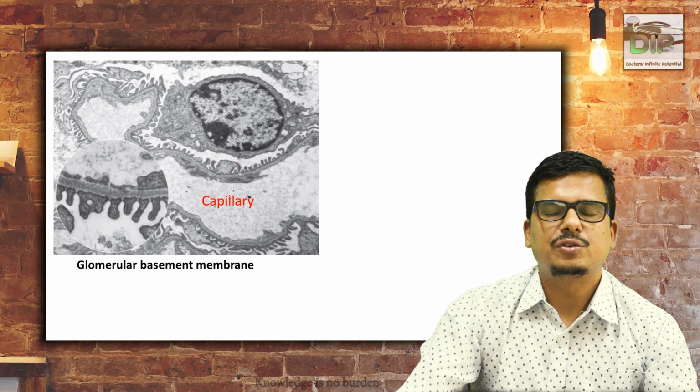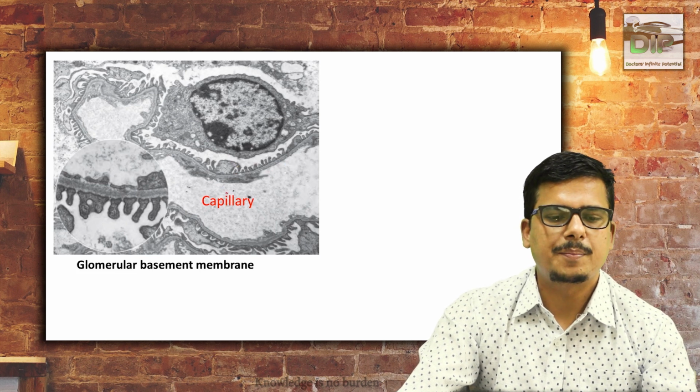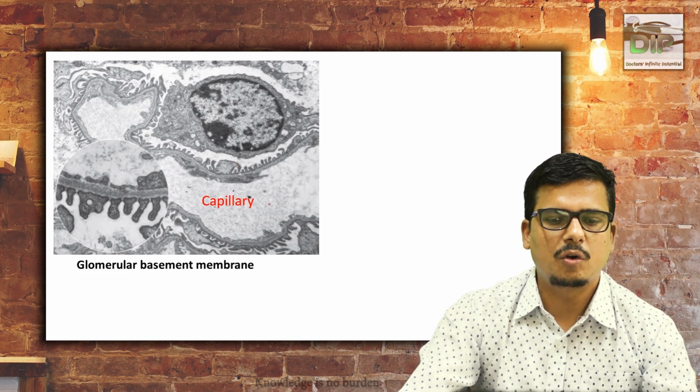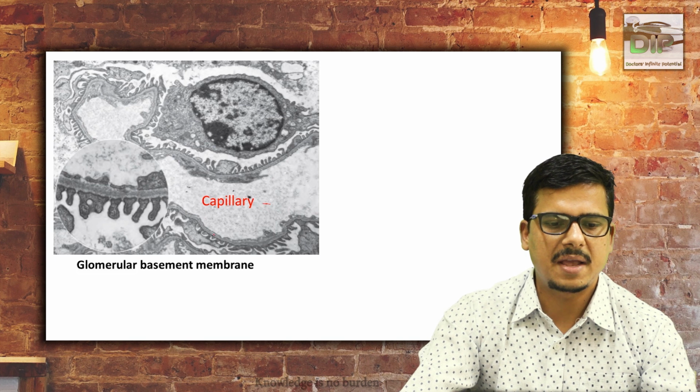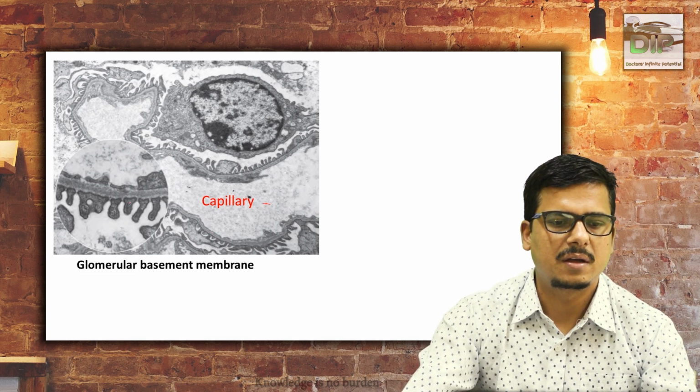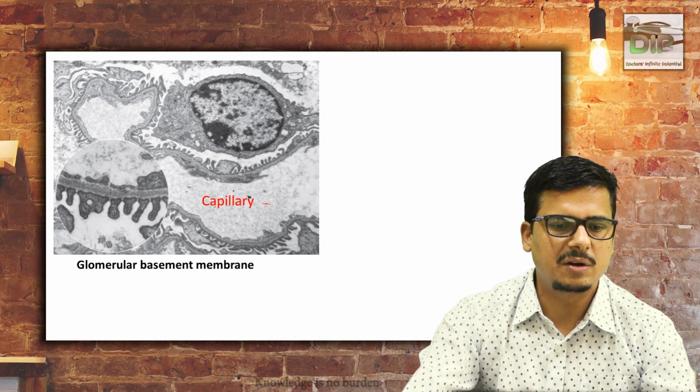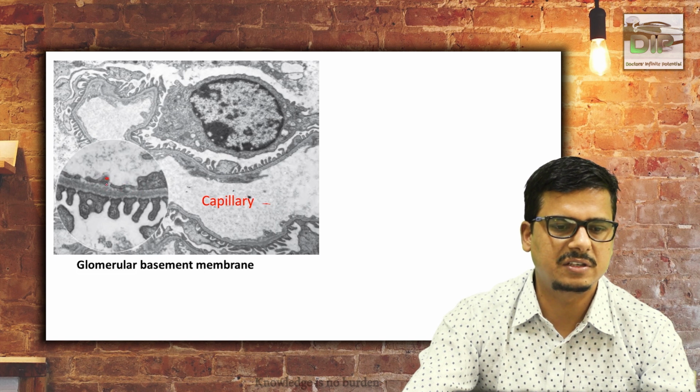So here we are going to see the glomerular basement membrane, a really important topic. This is the glomerular capillary, which is lined by, this is the endothelial cell, and this is the larger view of this endothelial cell lining. This is the basement membrane of the endothelium, where the endothelial cells are resting. So these are the endothelial cells, this region is the basement membrane, and these are the podocyte cells. So this is all about the filtration membrane.